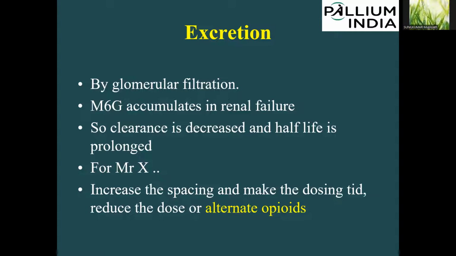So what you have to do is skip one or two doses of morphine and wait till the patient becomes alert, and then start with a smaller dose. So maybe instead of 10 milligram 4 hourly, you might decrease it to 5 milligram, depending on the creatinine status. And also you may not give it every 4 hourly, maybe BD, TID or 6 hourly. Another option is you can switch over to alternate opioids which are renally safe.